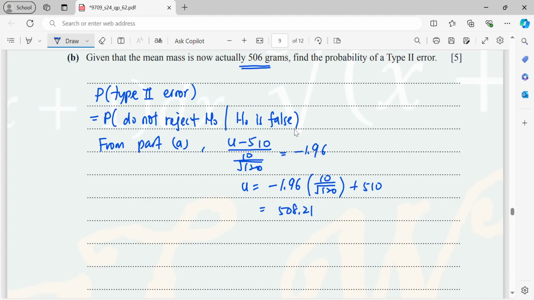And then you will get U equals to 508.21. So now, which means, okay, so from here I will say that reject H naught if the x bar is greater equals to 508.21. Sorry, it's less, because it is the lower tail. Okay, so now here my U is the x bar now. That means now P type 2 error.